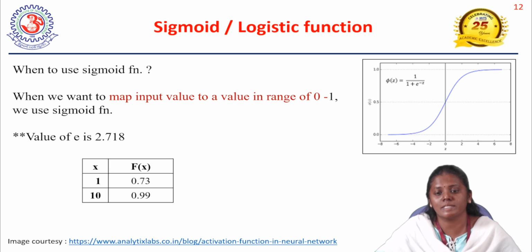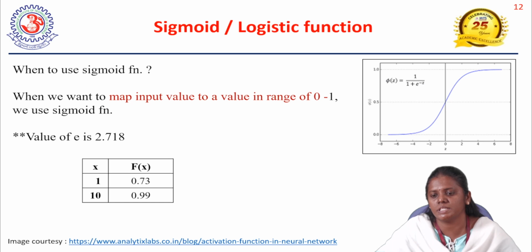Second one is the sigmoid or the logistic function. So when to use the sigmoid function is a big question, because as I told you, it depends upon what kind of problem and what kind of output you are expecting from the problem you have in hand. When we want to map the input value to a value in the range of 0 to 1, I have an input in my hand and I want to map it to a value within the band of 0 to 1, I will be using the sigmoid function.